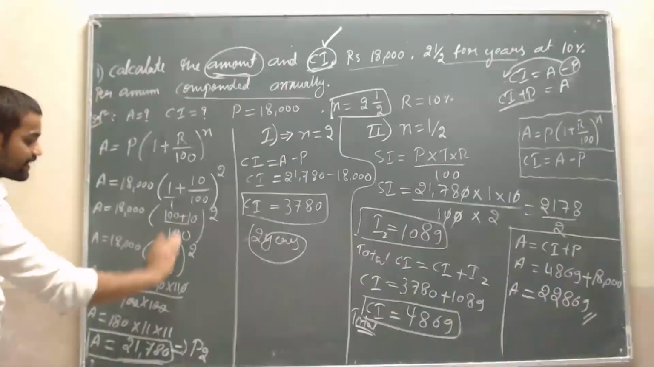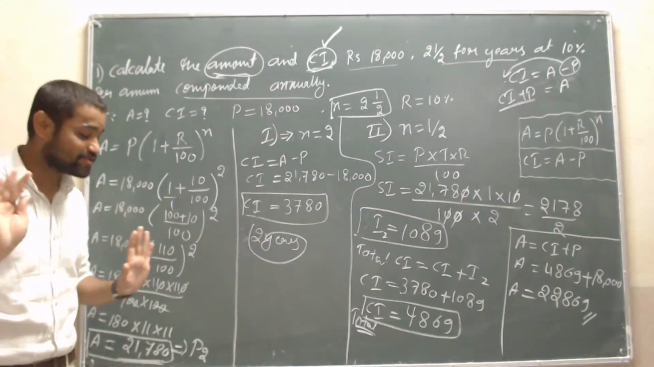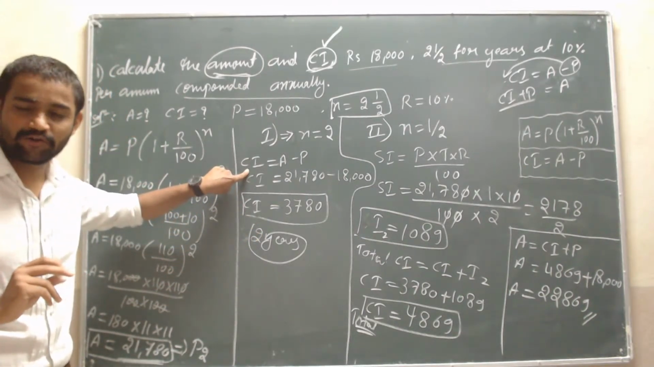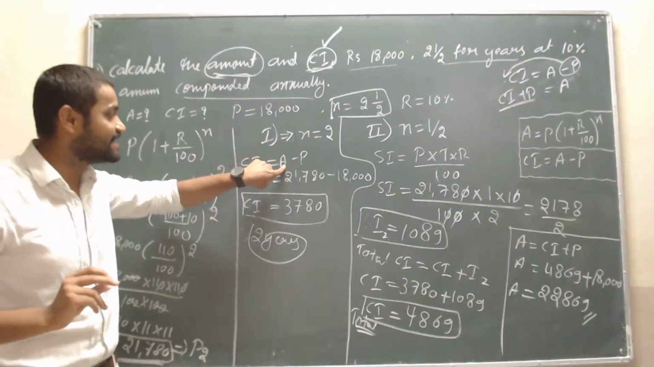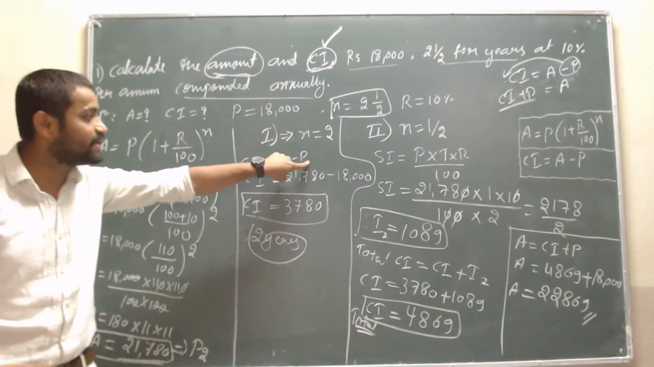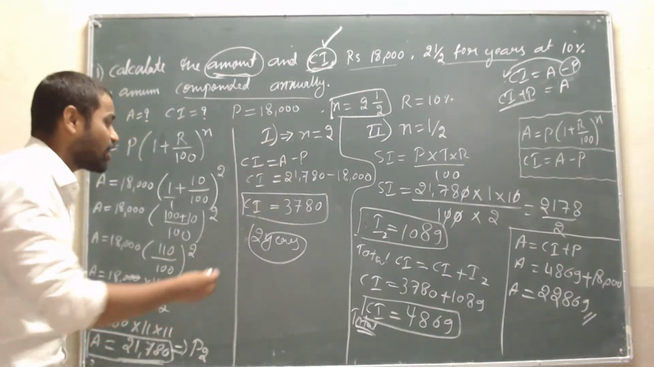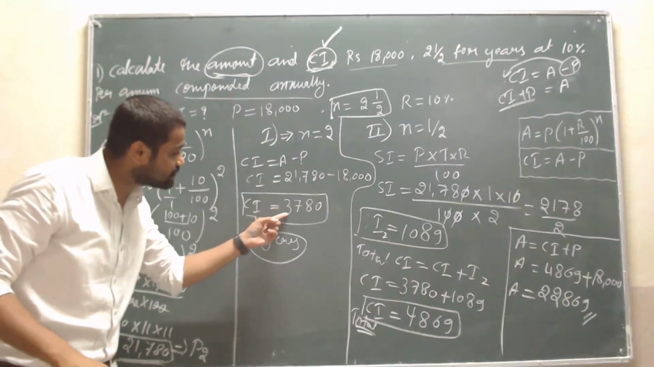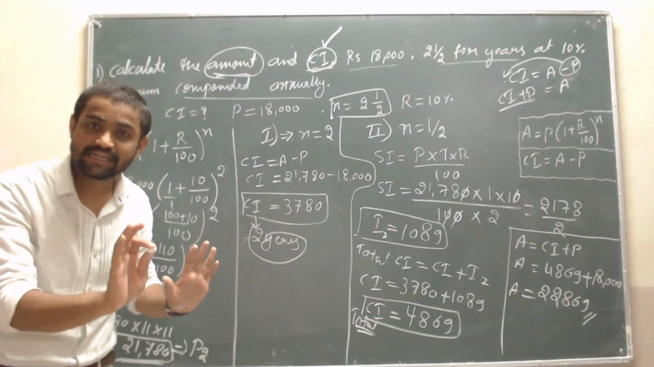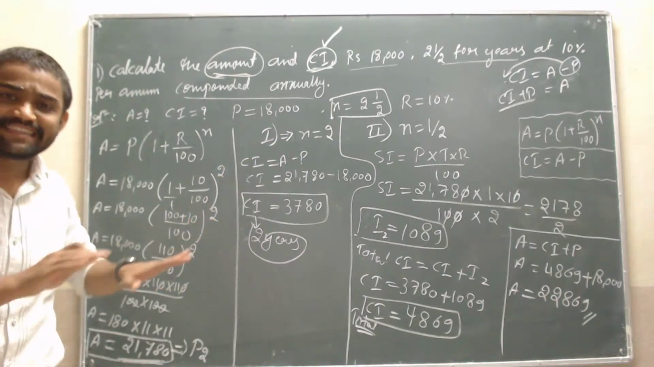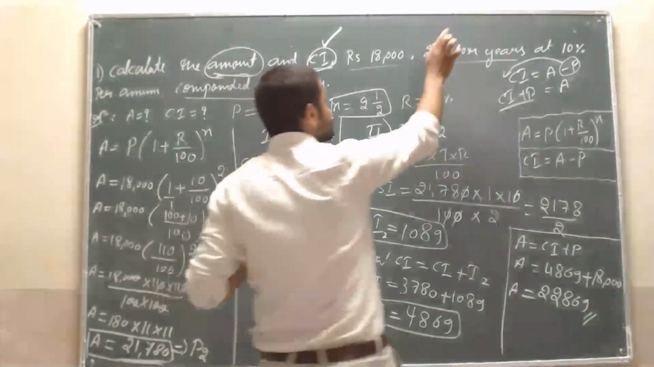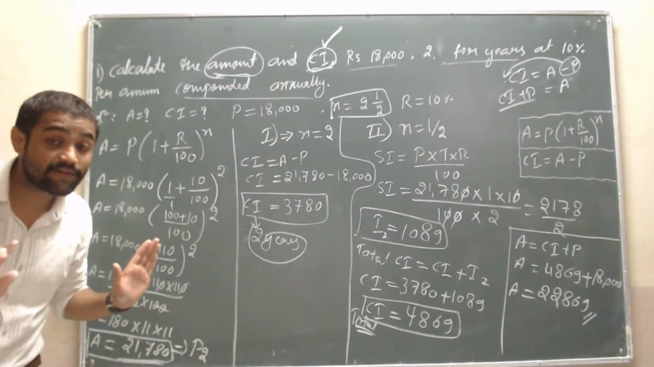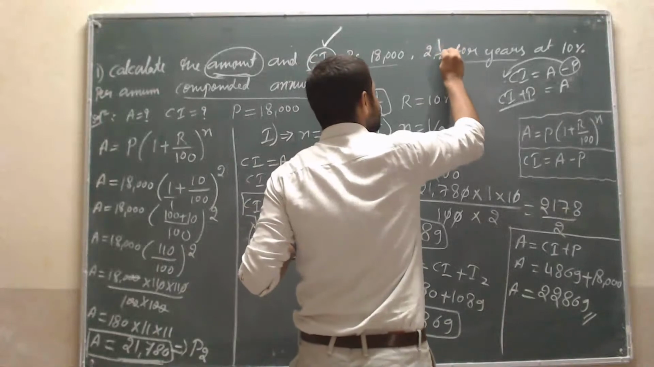Till here it is only 2 years. Don't get confused. Okay sir, and then we have the formula to find out the compound interest, which is A minus P. A is the amount and P is the principal amount. Compound interest for 2 years, what we will get? 3780. Is it clear? If he had given only 2 years, this much would have been enough, but he has given half year, that is 6 months more.